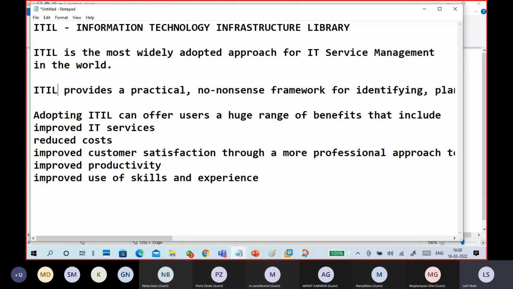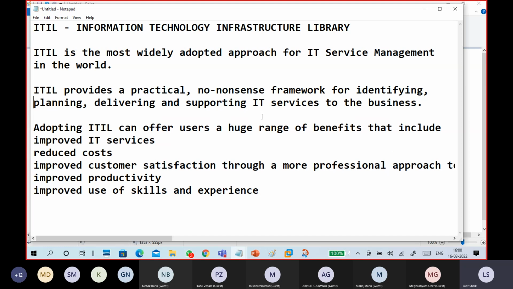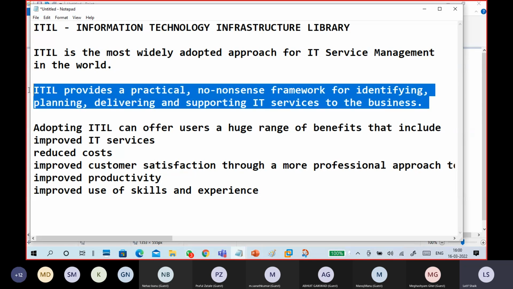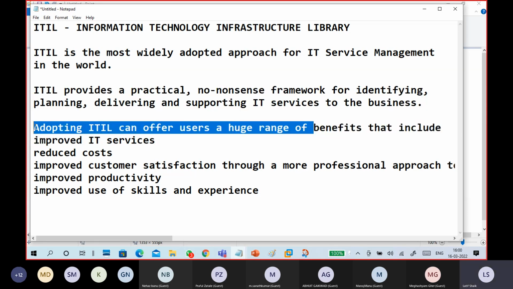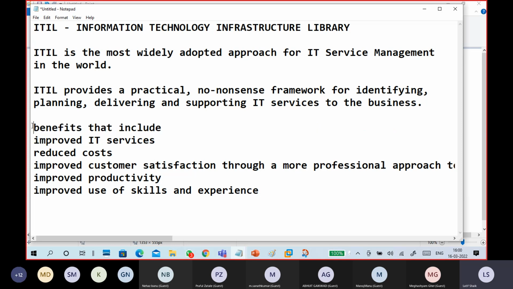ITIL provides a practical, no-nonsense framework for identifying, planning, delivering and supporting IT services to the business. This is what ITIL means. What is the use of ITIL? It is identifying, planning, delivering, and supporting IT services.